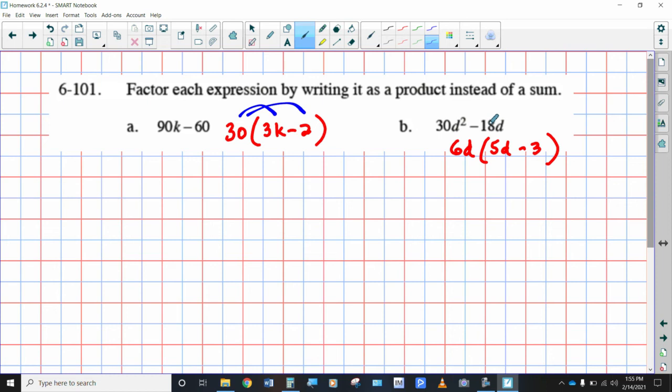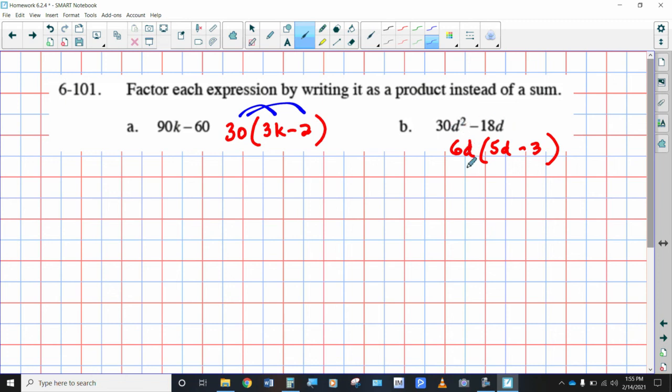Looks like 2, looks like 3, and 6. That's it. 2, 3, and 6. So the greatest of those is 6. So 30 divided by 6 is 5, and 18 divided by 6 is 3. But they also have d's in common. So you could divide out a d that they have. This is d squared, which is d times d, and this is d times 1. So you factor out the d's as well.